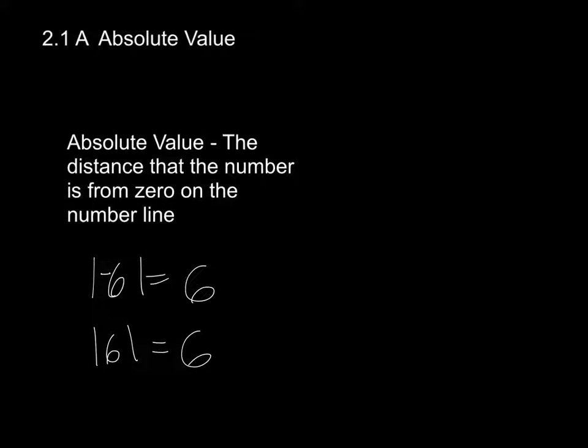So the effect is, if the number is negative and it's inside absolute value symbols, it becomes positive. And if it's positive, it stays positive. So that's easy enough, and I think you should remember that pretty well from last year. So we just need to look at a few expressions that use absolute value in them.